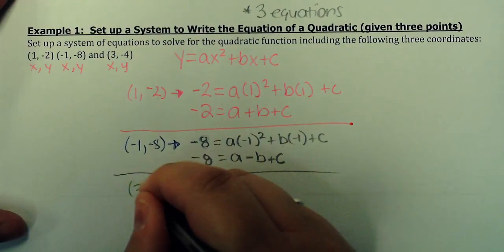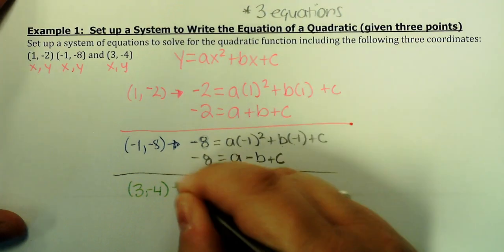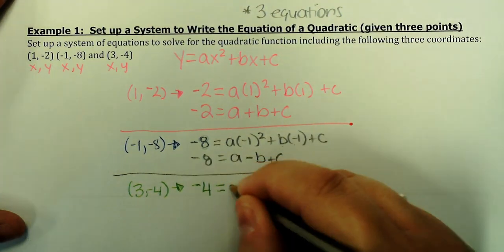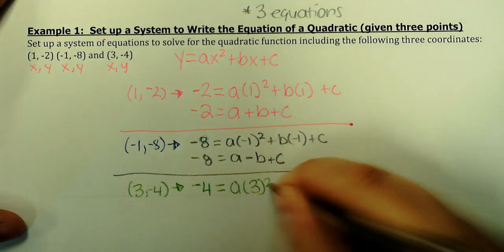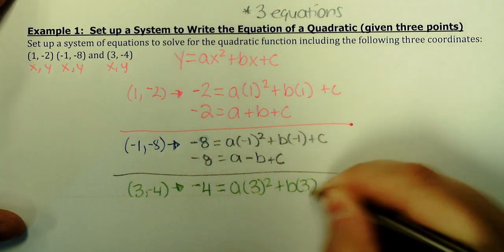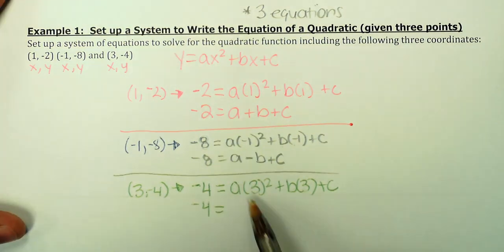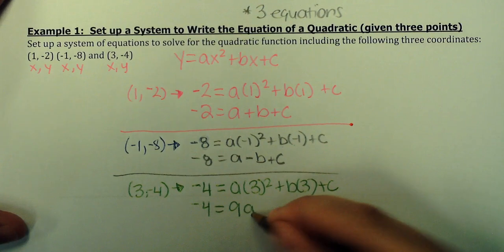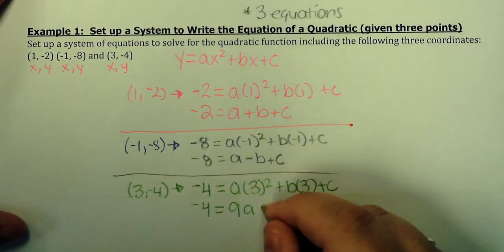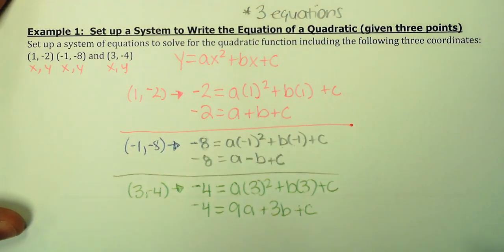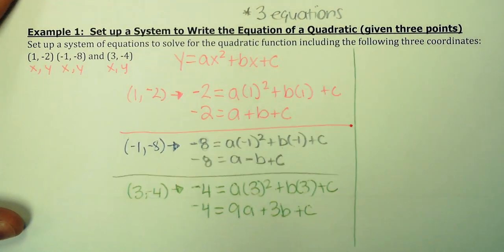We have 3, negative 4. So again, one more time, negative 4, this time's going in for y. And 3 is going in for x. So just to simplify it a little bit, if I square 3, this first term will become 9 times a. The second term will be 3 times b, and the third term will just be c. The third term is always just going to be a c because you're not plugging anything in.